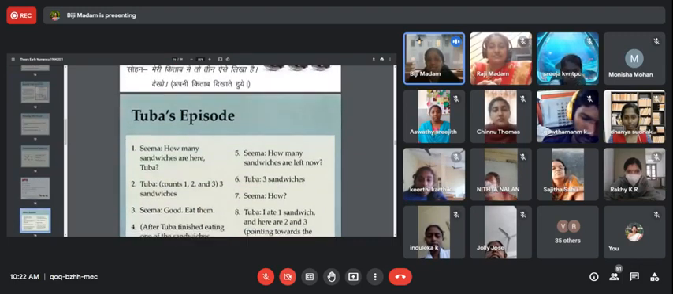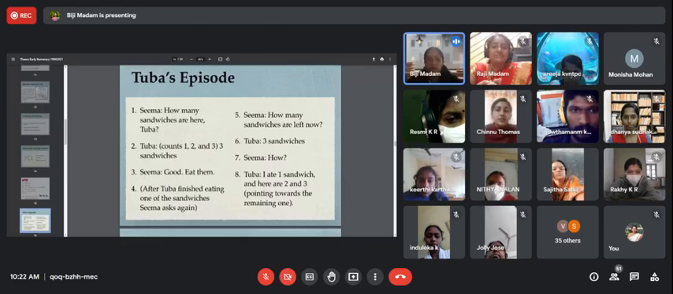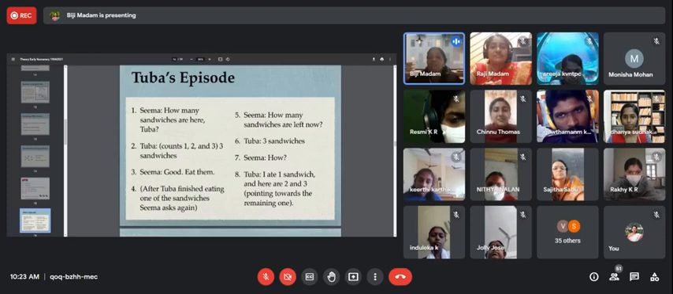This is another situation where we can see a small child, Tuba, is given 3 sandwiches and she is asked to eat them. Now Tuba is counting them as 1, 2 and 3. She is counting 3 sandwiches and she is eating 1 sandwich. And then the child is asked to tell how many are left. Now Tuba is telling that I have now 3 sandwiches. The one I have eaten is 1, and the other two, 2 and 3, are here.